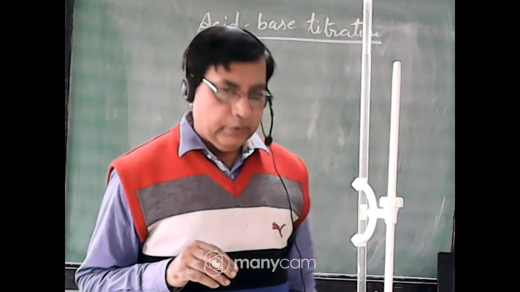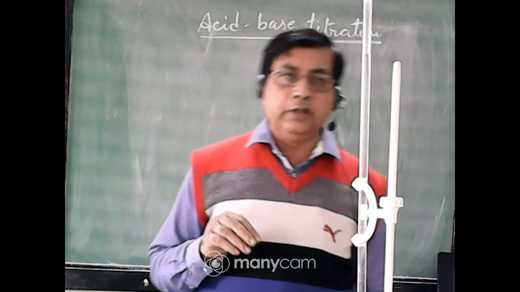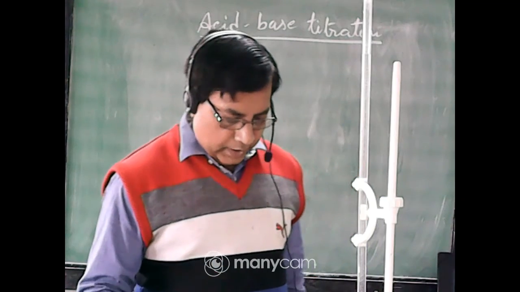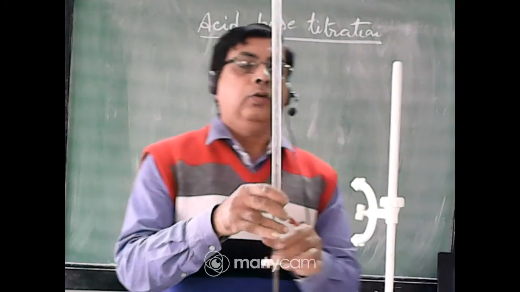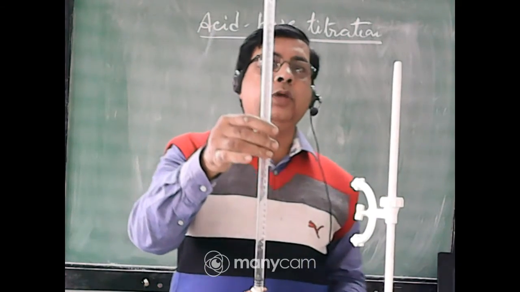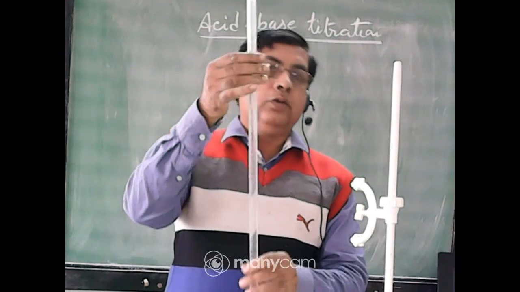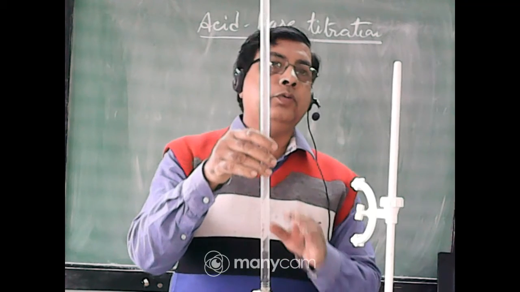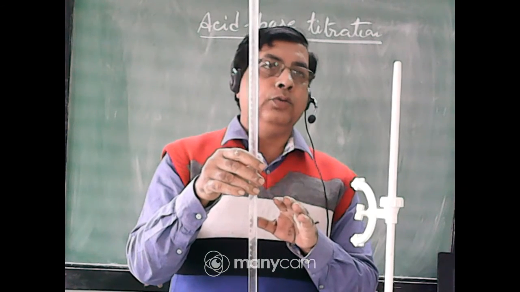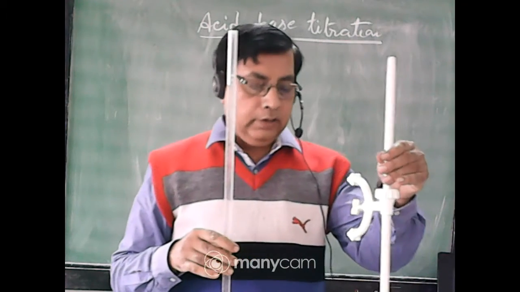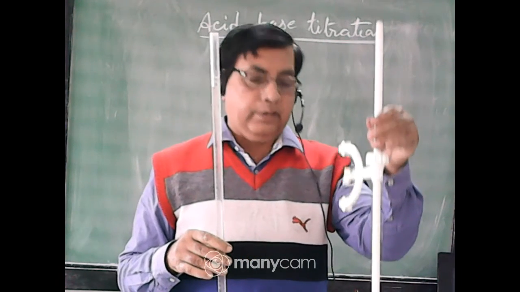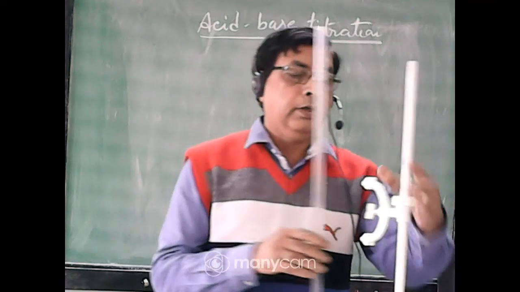So, today I will show you the acid-base titration. First you remember this is called burette. This burette contains 50 ml solution. You have to take the standard solution, either acid or base, in the burette. This is known as burette stand.